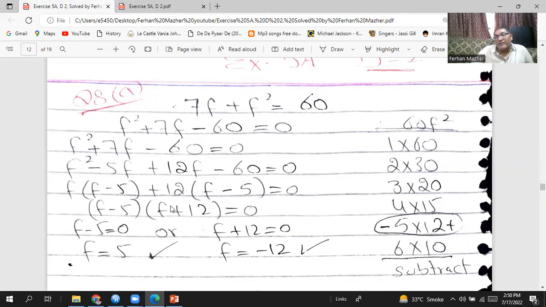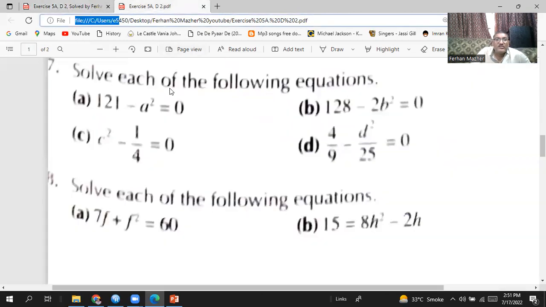These two brackets, they are multiplying with each other and their answer is 0. So either the first bracket is 0 or the second bracket is 0. So f minus 5 equals to 0, f plus 12 equals to 0. So from here, you will have f equals to 5. From there, you will have f equals to minus 12. So f equals to 5 and f equals to minus 12 are the two solutions.